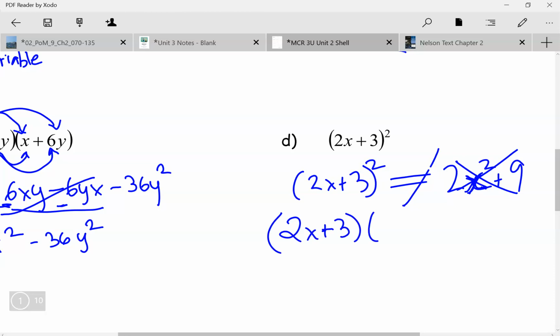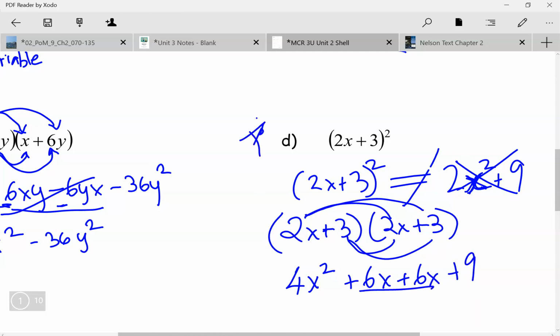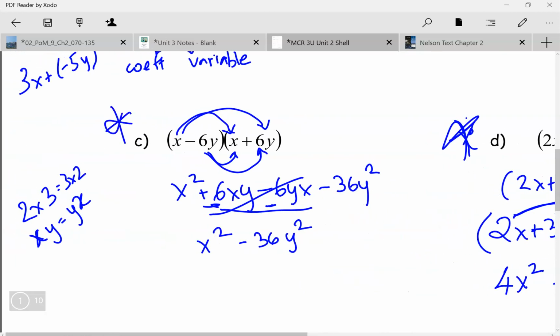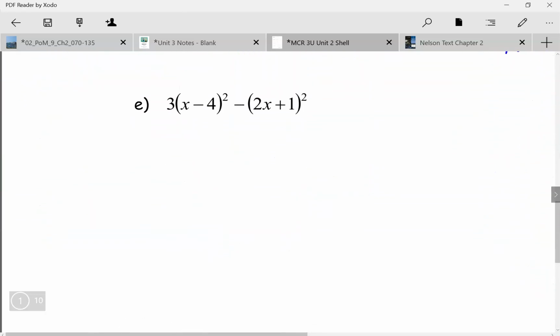we do the FOIL expansion by writing it out like this. So we do 2x times 2x, which is 4x squared. Then we do 2x times 3, which is plus 6x. Here's another plus 6x. And then we have a plus 9. These two add to give you plus 12x. And again, there's a formula here that we will cover at the end, since we're almost at the end of our sheet. Here, this is just a combination of the two.